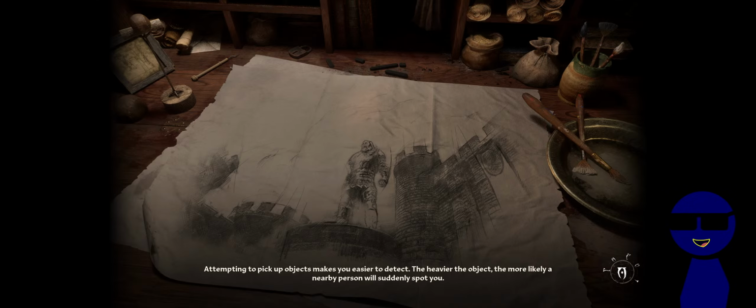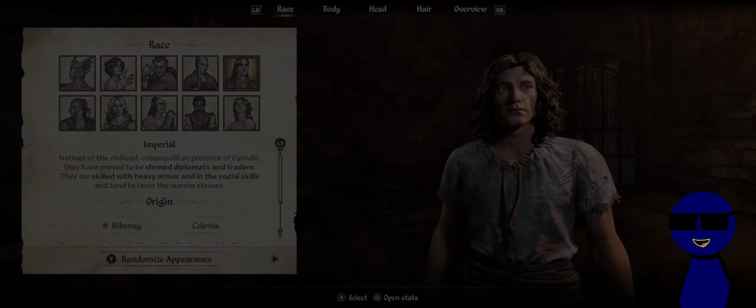Attempting to pick up objects makes you easier to detect. If you sneak up and attack someone who does not detect you, you deal extra damage.